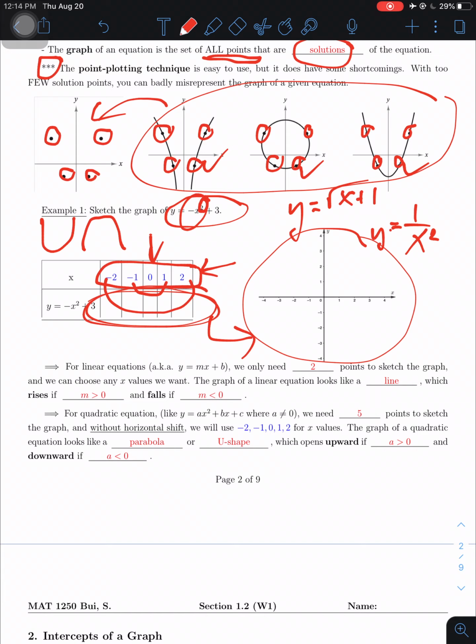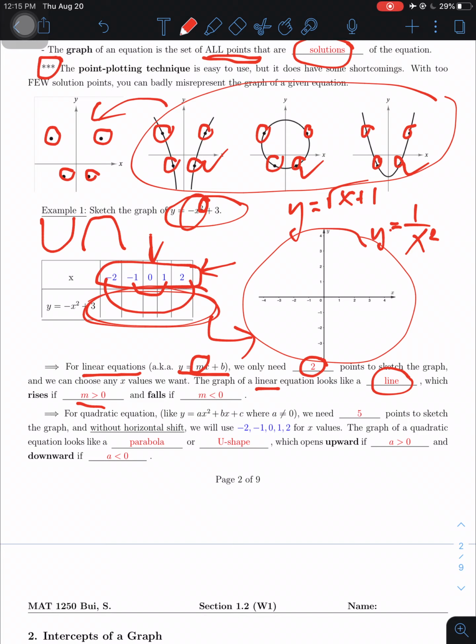Okay, so recap of the first objective. For linear equation, any equation of the form y equals mx plus b, we only need 2 points, of any x values of your choice. It could be anything. To sketch a graph, and the graph of a linear equation looks like a line. That's why they call it linear, because line and linear, adjective form of it. And then it rises if m is greater than 0. And what is m, right? m is the slope, or whatever number is in front of x.